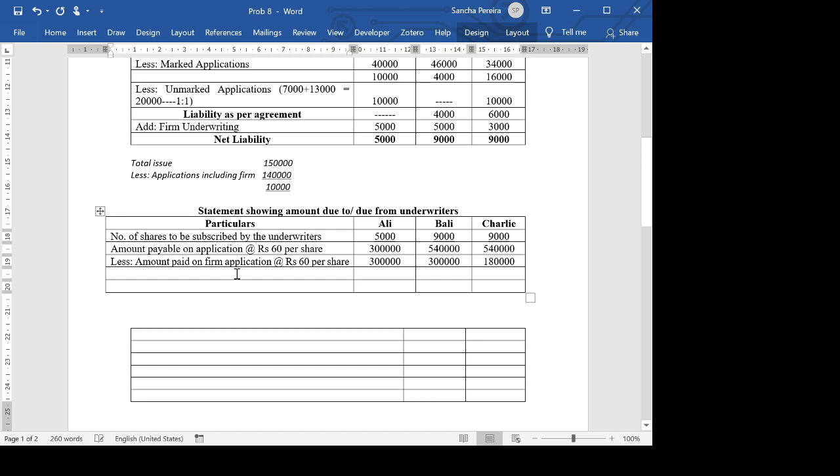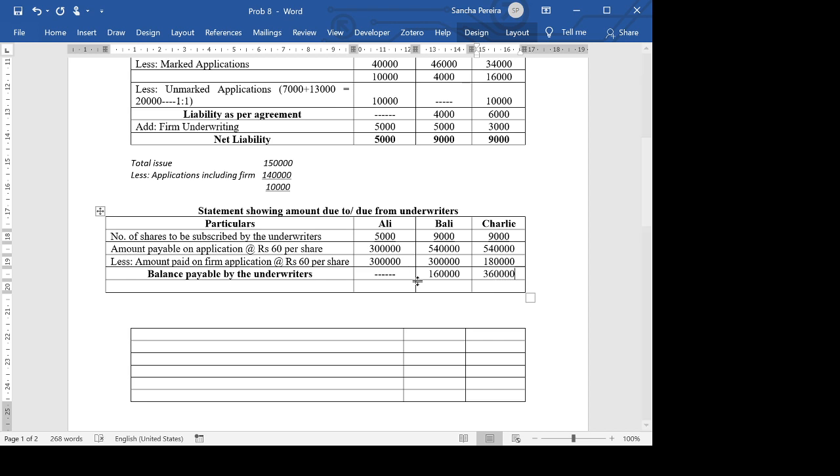Okay, so the next thing that we have is the balance payable by the underwriters, which is the first part of the statement. Balance payable by the underwriters. In case of Ali, he does not have to pay anything. If you see, he does not have to take up any shares, hence he does not have to pay anything. In case of Bali, it will be 5 lakh 40,000 minus 3 lakhs, and here it will be 1 lakh 80,000, 2 lakh 80, 3 lakh 80, 4 lakh 80. It will be 3 lakhs 60,000.